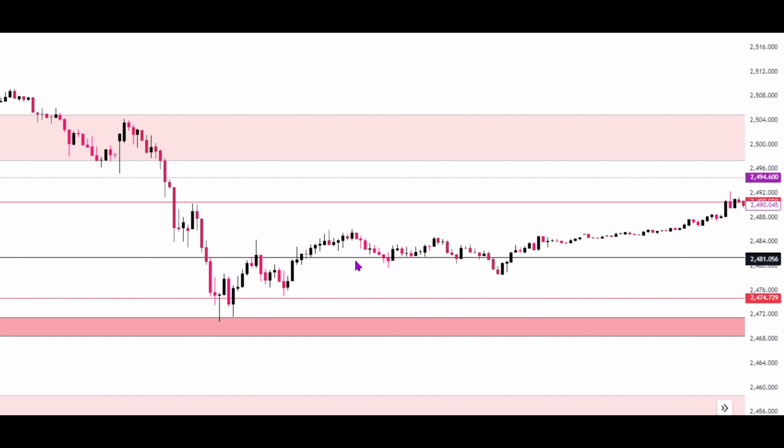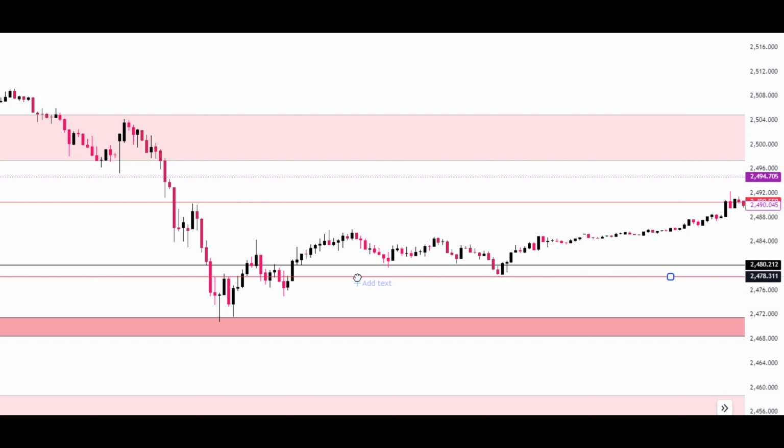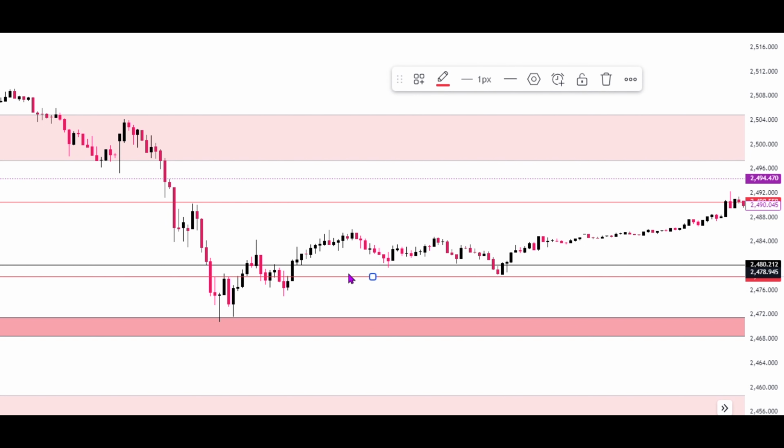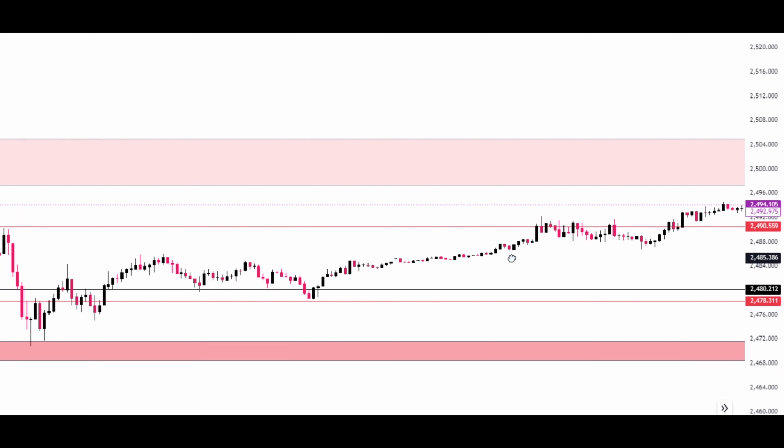Let me use these lines to indicate the zone. So the zone there and then the zone here. So this is the first fair value gap that is formed in the 5 minute time frame. So we have price came back into it perfectly and then gave us that bullish run in our anticipated direction. So the idea is the same.